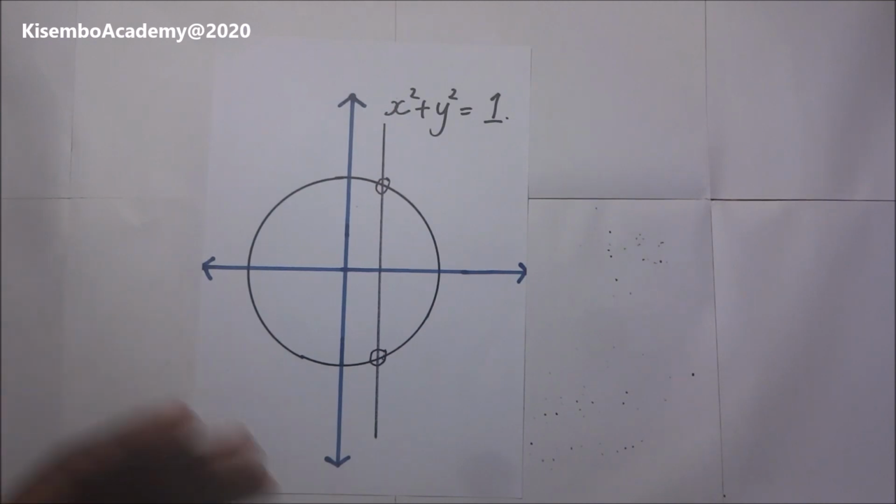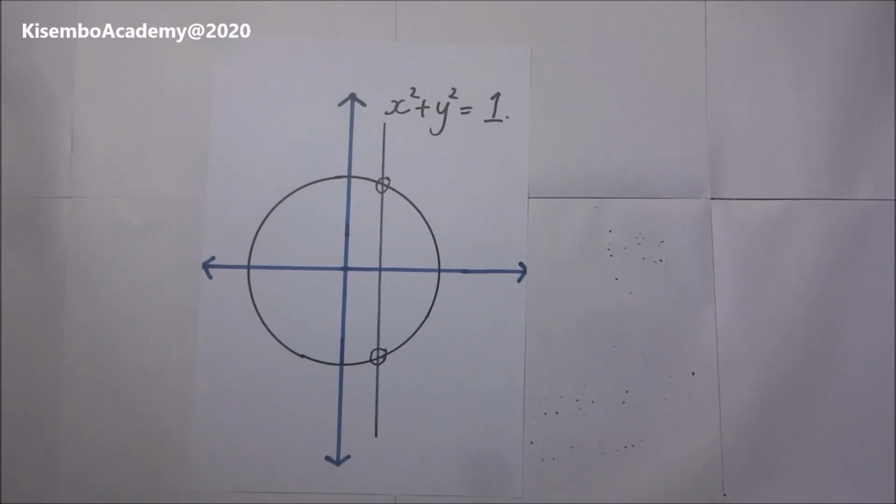And how we go about it is very simple. We draw a vertical line, and if the vertical line intersects the graph exactly once, then that graph that it has intersected is a function, or we can say that relation is a function. But if it intersects it more than once, then that relation is not a function.